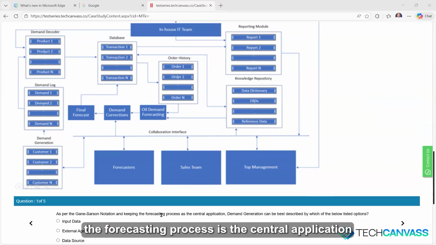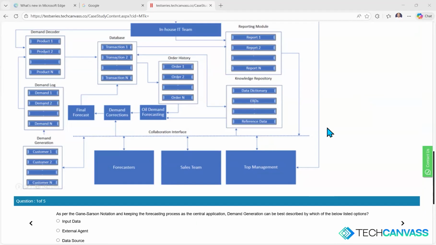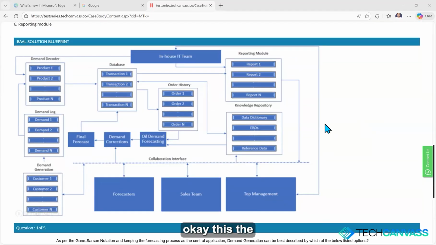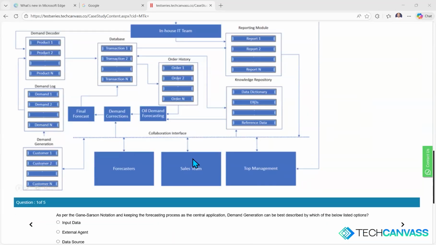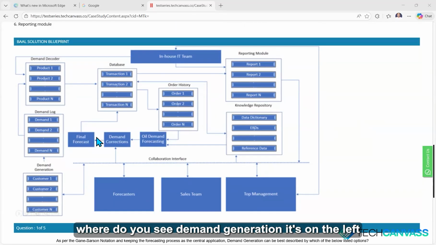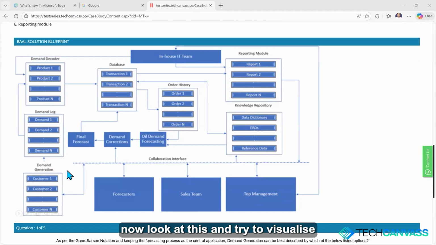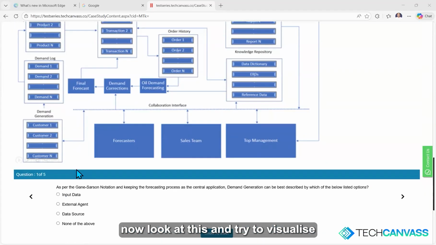The forecasting process as the central application. Forecasting process, where do you see? Okay, this is the forecasting process. Demand generation can be best described by... So now you have to find where you see demand generation. It's on the left, bottom left, right? So bottom, this is left. Demand generation. Now look at this and try to visualize.